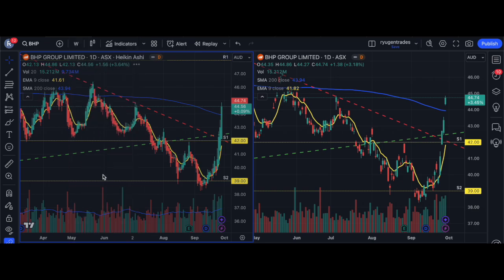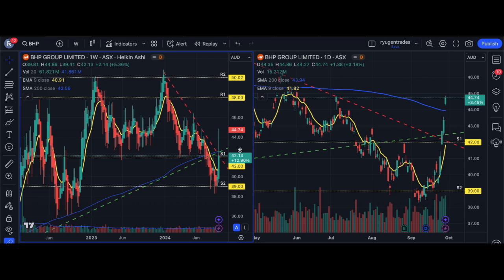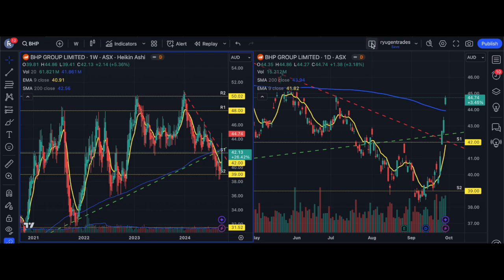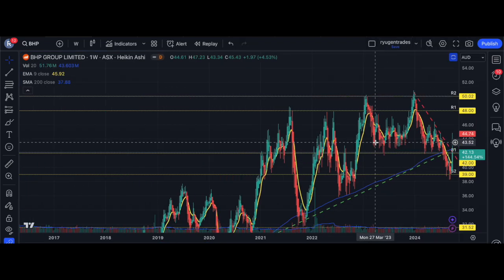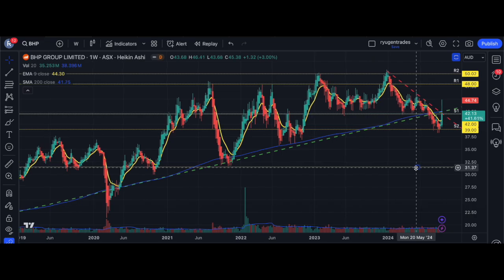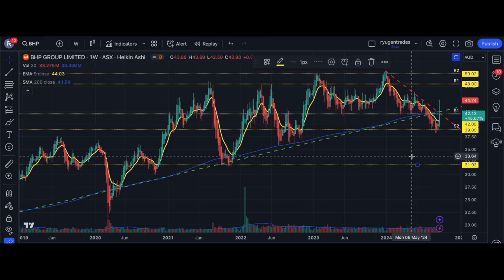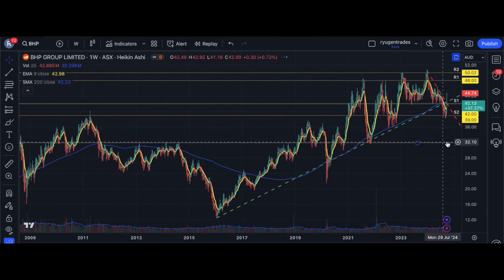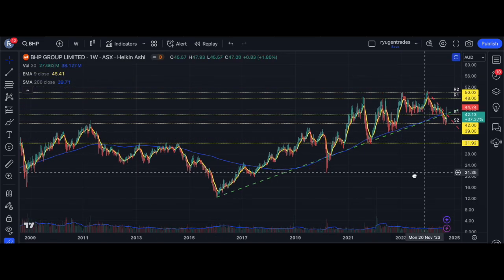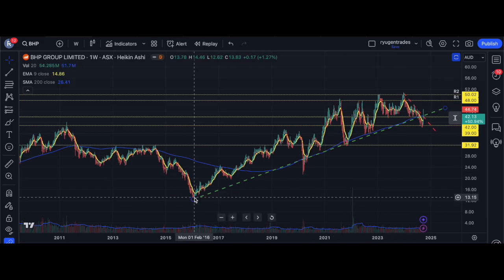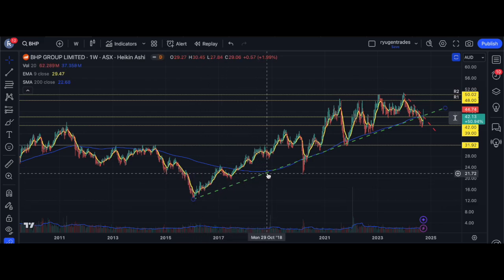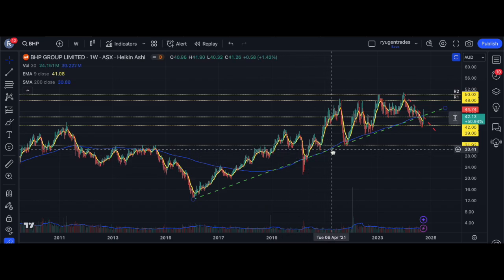So if I were to zoom out using the weekly, let me resize this so that you can see better. In fact, let me just close it to one single chart, and you would see for BHP, it is obviously a large cap stock in the ASX, and since 2016 at the low of $13, it has slowly moved its way up, and you will see a nice uptrend.